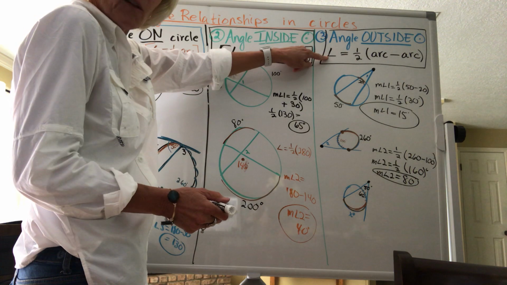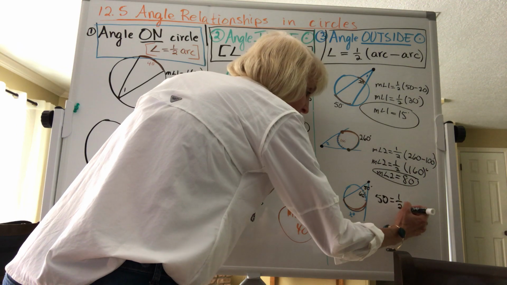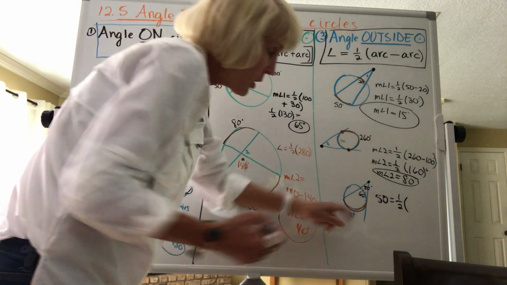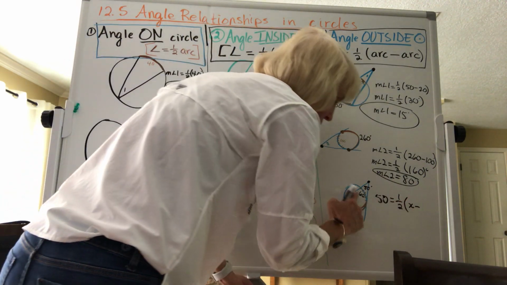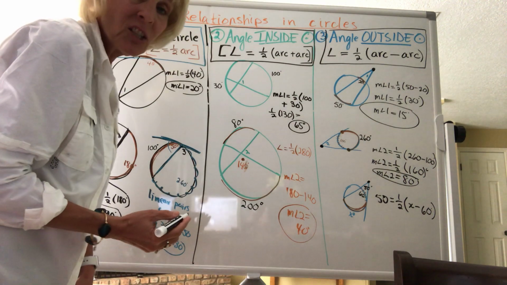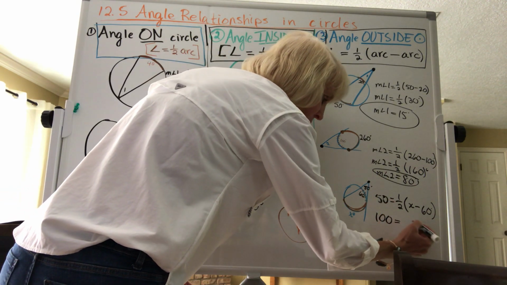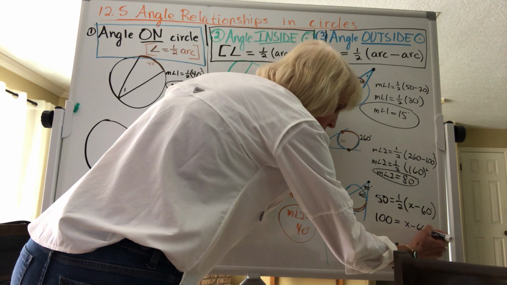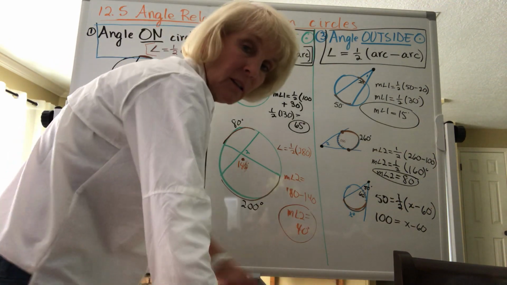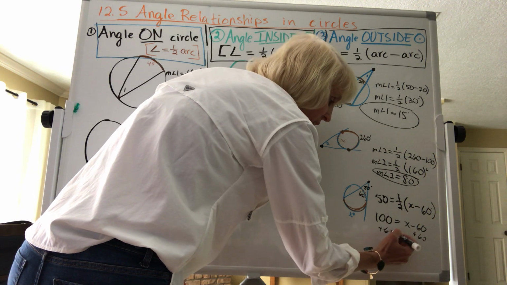So now I put it in for the angle. The angle is 50, and I say 50 equals half big arc, remember, minus small arc. So my big arc would be x minus my small arc, 60. Now I like to get rid of the times 1/2 first by doubling, so it makes it a little bit easier. So I just double both sides to cancel out the 1/2. So I have 100 equals x minus 60, and then just add 60 to both sides. So let the algebra do your work.